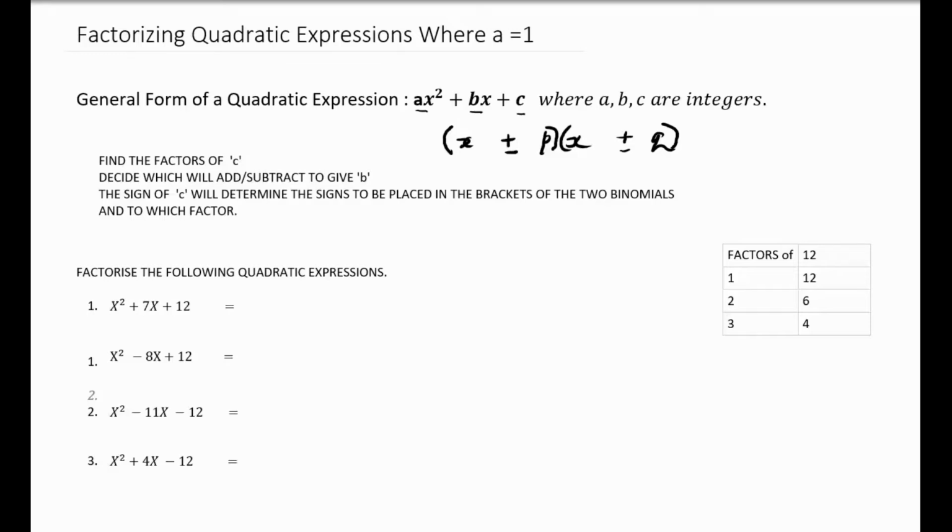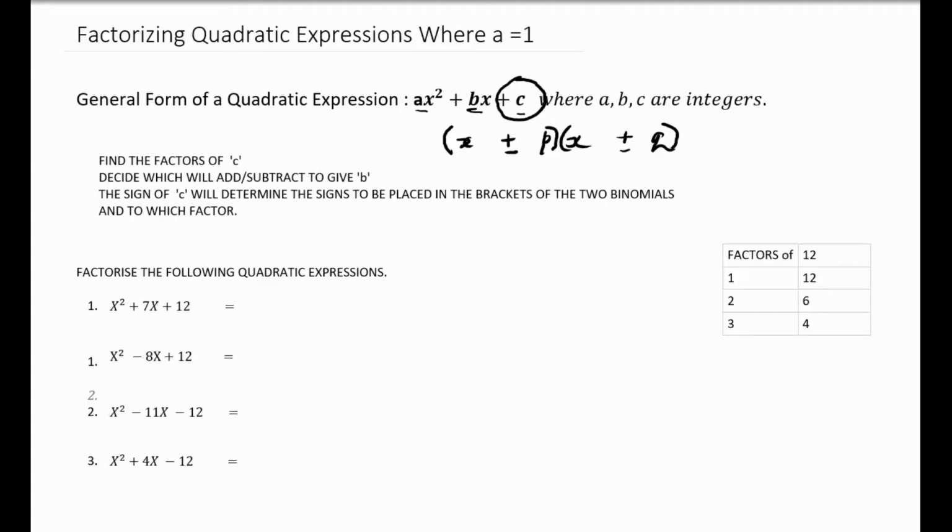First of all, we need to look at c and find the factors of c. After we have found all the factors of c, we add or subtract those two factors, and we get different sums. Then we have to decide which sum would give us whatever b is.